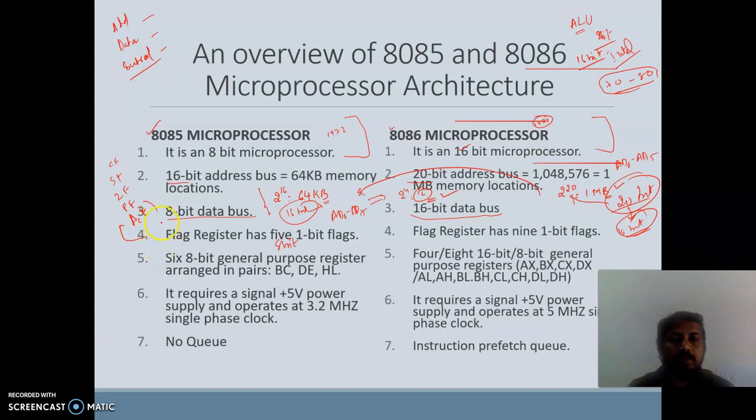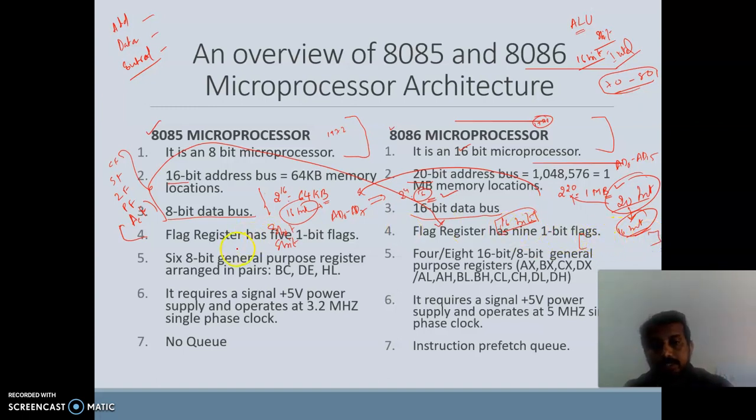These are the 5 flags. These 5 flags are all conditional control flags. These 5 flags are the same as the lower 8 bits of the 16-bit flag register. 8086 has a 16-bit flag register and 8085 has an 8-bit flag register. So out of these 16 bits, the lower 8 bits are the same as the 8085. The higher 8 bits will consist of one more conditional control flag.